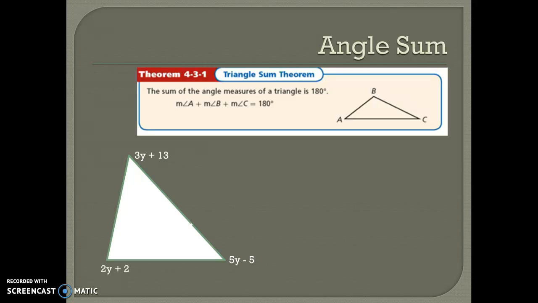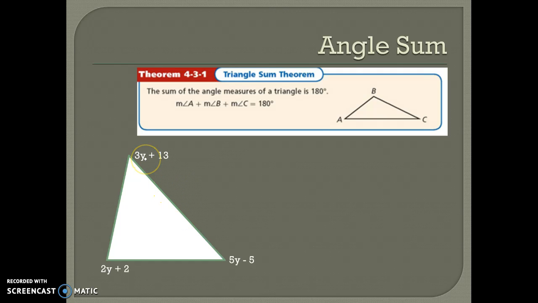The first thing that we need to know is the triangle sum theorem, which says that all three angles of any given triangle must add up to be exactly 180 degrees. Nothing more, nothing less. If the three angles do not equal 180 degrees, then it's simply not a triangle. That triangle cannot physically exist.